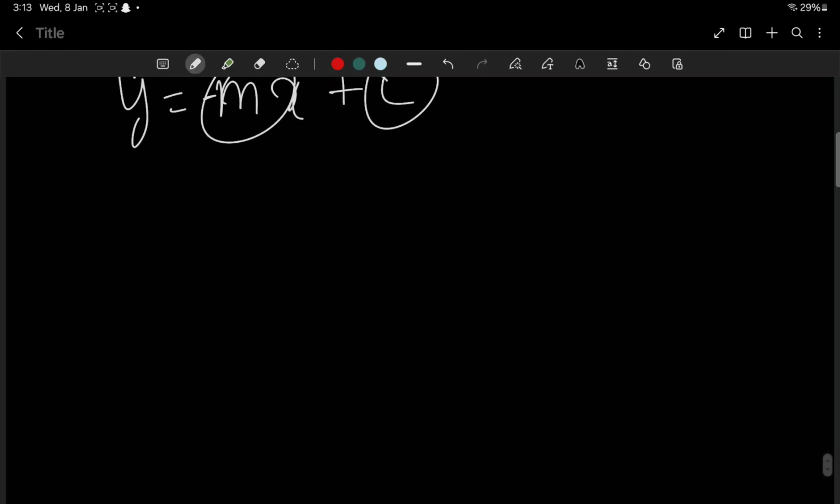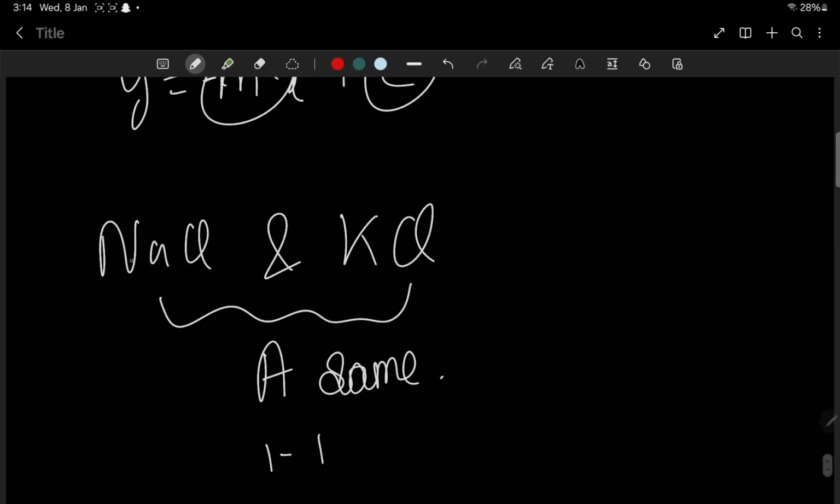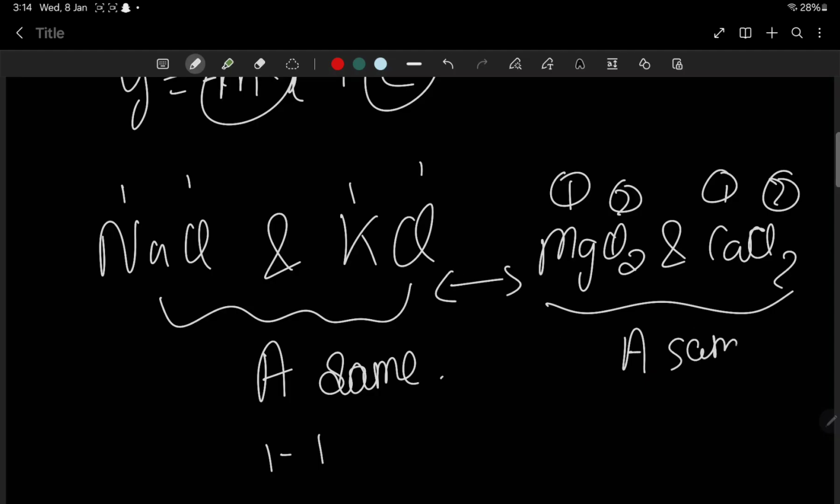The value of A is different, but look at NaCl and KCl. For them, the value of A is the same, because they are 1-1 electrolytes. There are also MgCl2 and CaCl2. They are 1-2 electrolytes, that is, dissociation 1-2. They have the same type of A, 1-2 type A. That's what is told here.